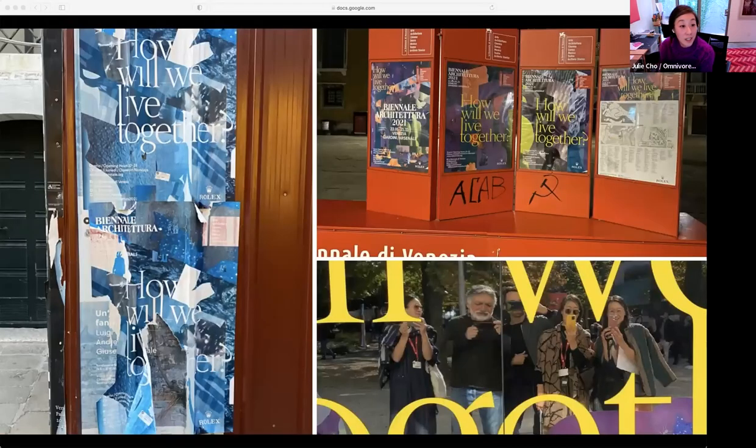The feeling of seeing the identity activated in space is thrilling and can never replace a digital mock-up or a rendered image. I think in reflecting on this question of how we will live together is thinking about the idea of showing up, of being present.